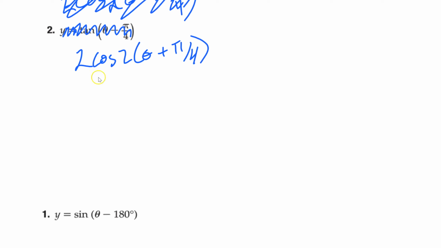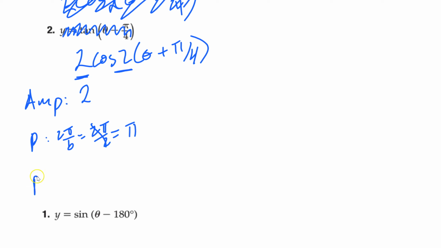So in this case, let's draw this one, right? I'm going to find my amp, which is 2, and we're on the outside. I need to find my period. There's my b, so 2 pi over b. So 2 pi over 2, so just pi. My phase shift, inside opposite, so this is going to be negative pi over 4. So I'm going to start at negative pi over 4.